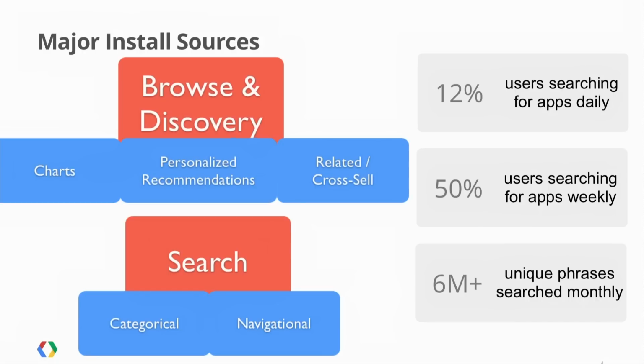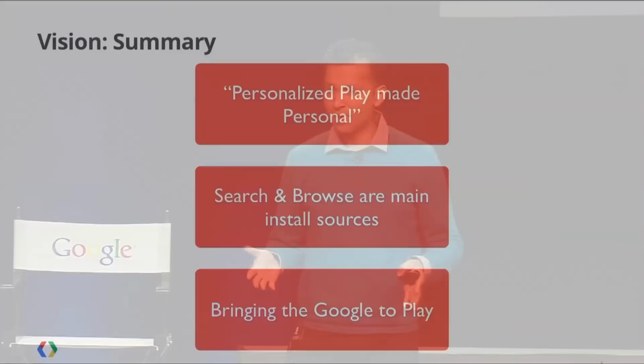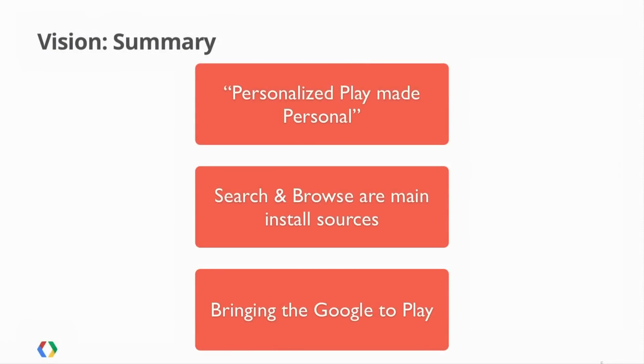So really thinking about search is important as you try to figure out how to get discovered on Play. So just to put together what we've talked about, I've talked about our vision for Google Play and how our goal is to present each user with a personalized Play, made personal, how search and browse are the two main sources of installs in the store, and finally, a lot of this happens because our goal is to bring the rest of Google to Play. That was the transition from Android Market into Google Play. It was to integrate all of our systems together and make Google Play a very smart store, make it your store.